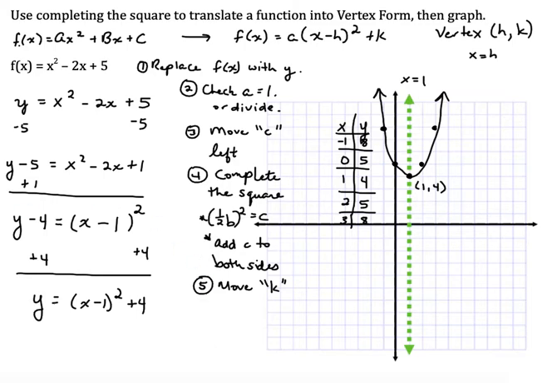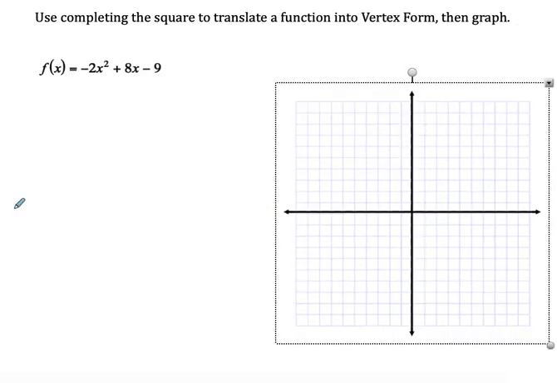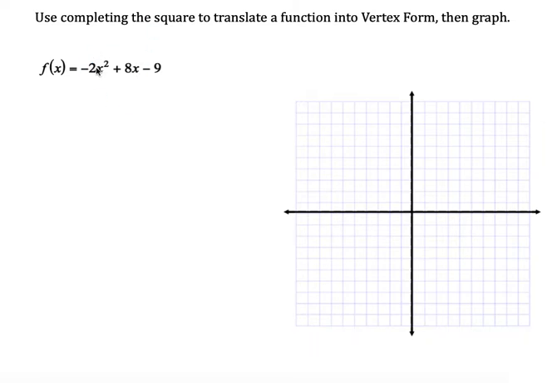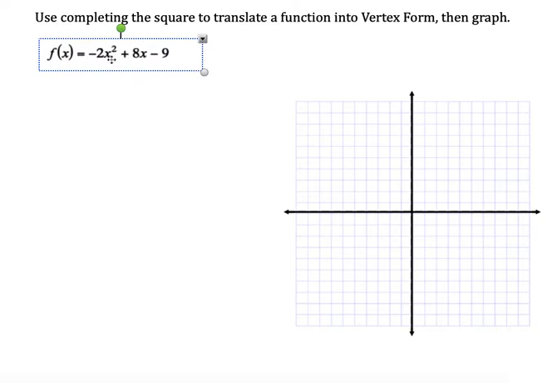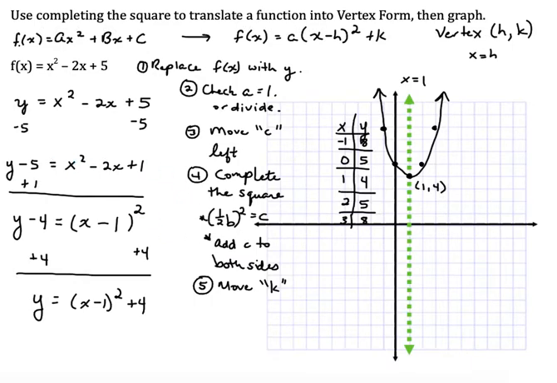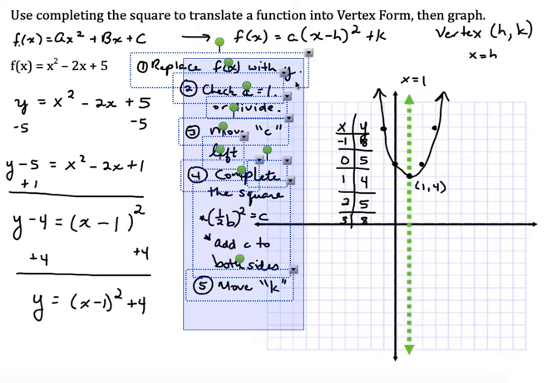All right. Now let's take a look at an example of what will happen when we have a leading coefficient that is negative. I'm going to follow the same general steps from this other side. In fact, let me, just to save a little bit of time.